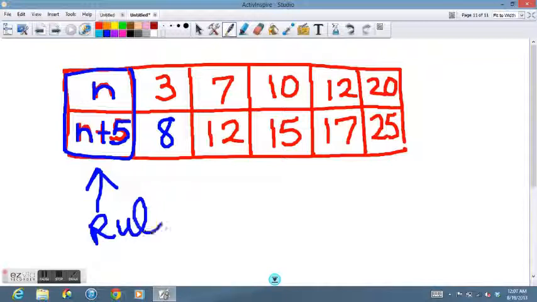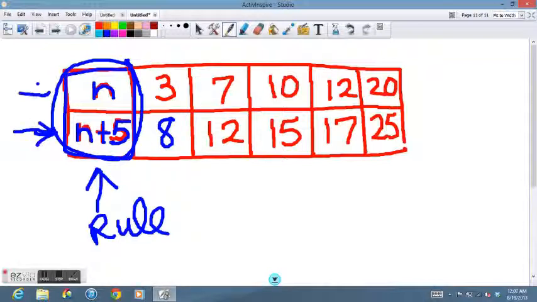Alright, so every time you are figuring out what numbers go in the boxes, you always go back to this rule right here. And the rule says that to get the number on the bottom, you take the number on the top and add 5 to it. Alright? So we'll do a few of those, and you'll do a couple of those for homework. So let's look at another one.